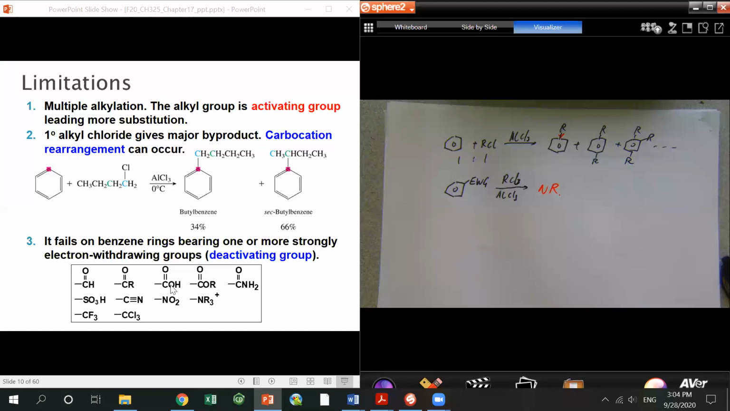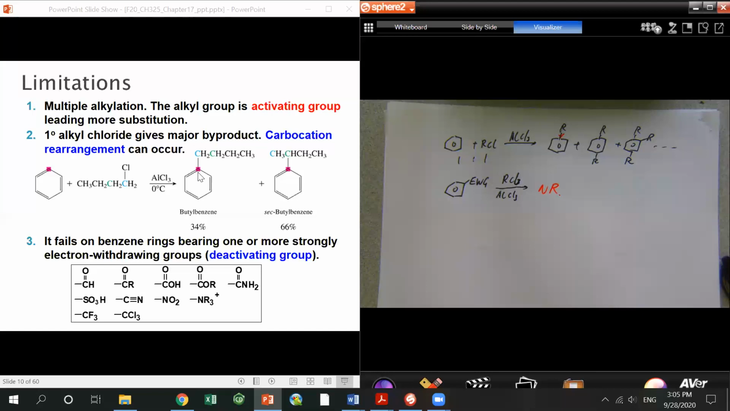So pretty much a carbonyl compound, and also a center atom surrounded by some strong electron withdrawing group, or strongly electronegative atoms, and also a positive charge, a cation. So that's the deactivating group, and I'll talk about the activating group soon. Because of this limitation, Friedel-Crafts alkylation is the least useful EAS reaction.